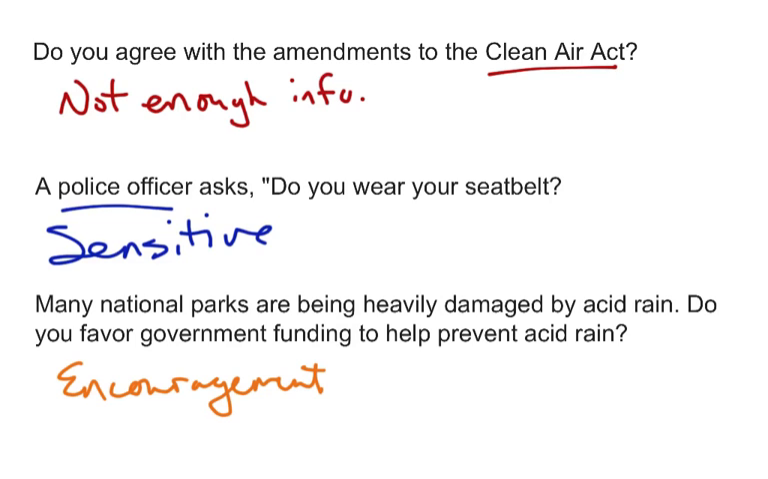So how could we make this question not biased? We'll just get rid of this first sentence and just come out straightforward and say, do you favor government funding to help prevent acid rain? The acid rain part has enough information, and anybody who's taken science in high school should know about acid rain and know about government funding and stuff like that. So that's how we can make these questions less biased.